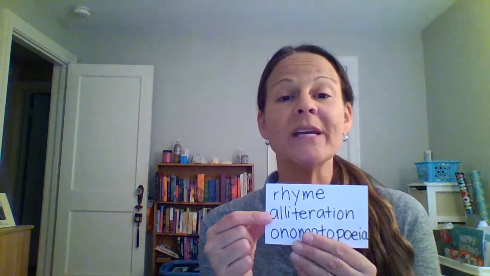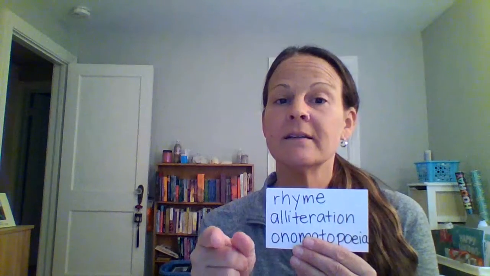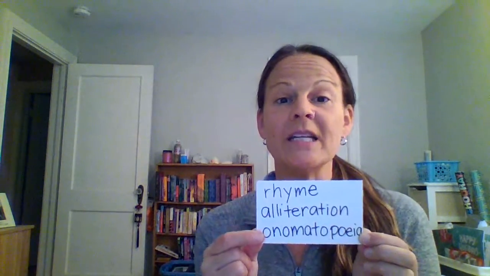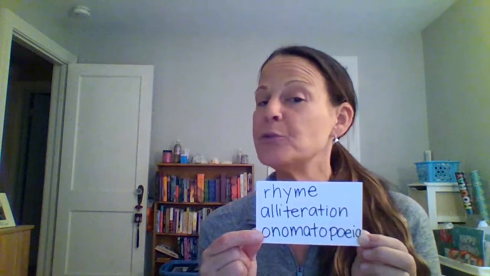This week we started talking about 3 elements of poetry. Now there are many elements of poetry, but I introduced 3. So the first was rhyme, the second was alliteration, and the third was onomatopoeia. So first, say those after me. Are you ready? The first one is rhyme. You say it. The second one is alliteration. You say it. The third one is onomatopoeia. You say it.